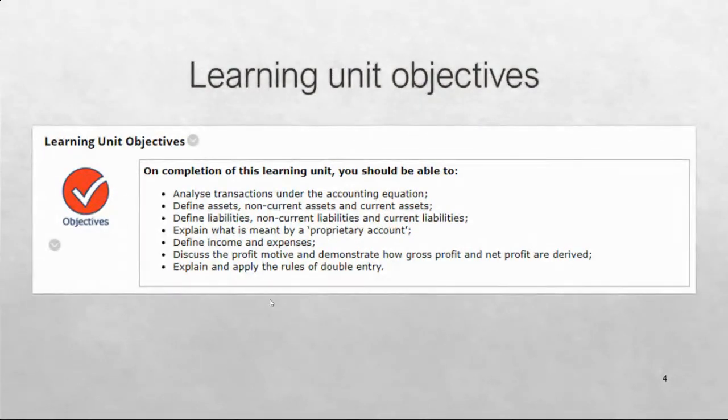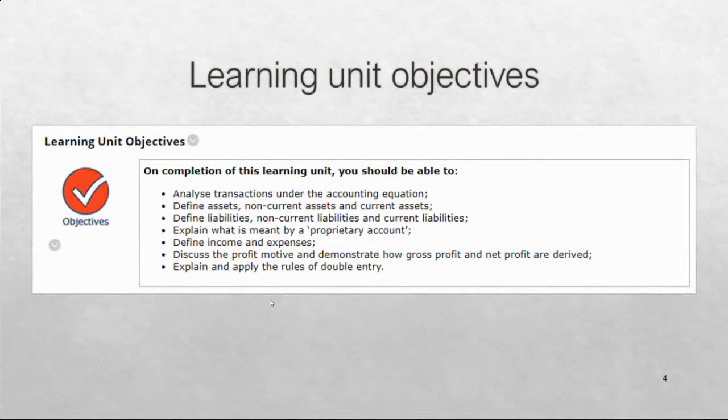Then you need to be able to define an asset. Now when we say define an asset, you need to be able to tell me what is the definition of an asset. So how would you explain it to your fellow students or to one of your friends outside of class? And then you have to be able to distinguish between what's a non-current asset and a current asset.